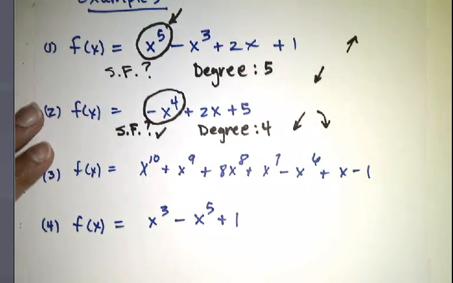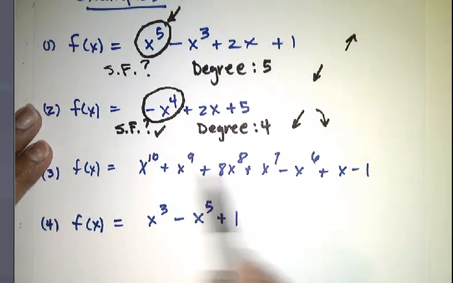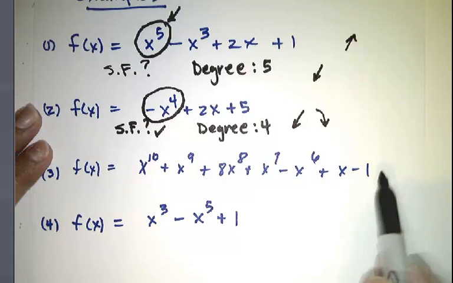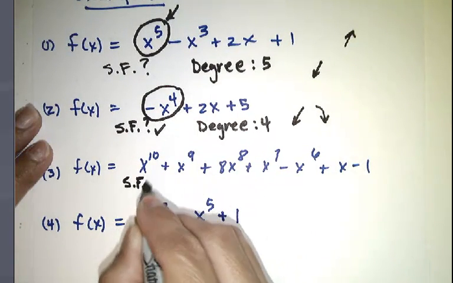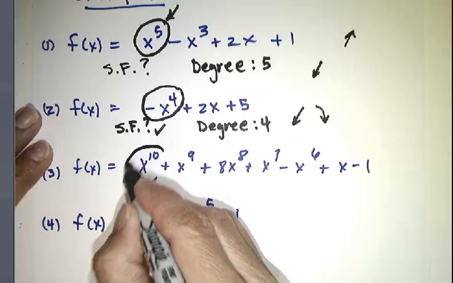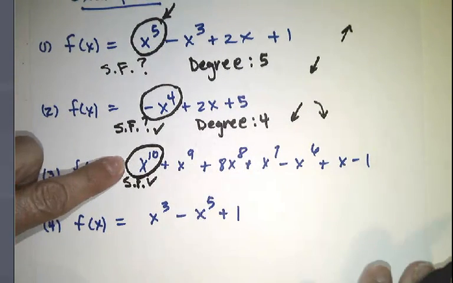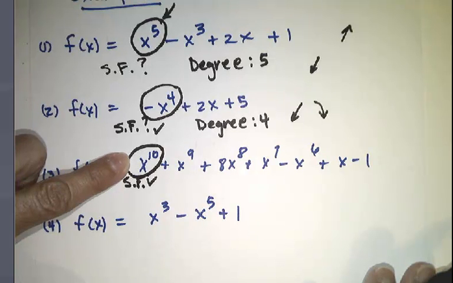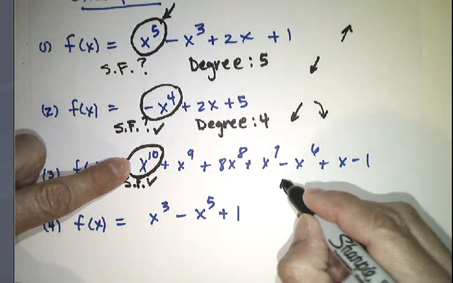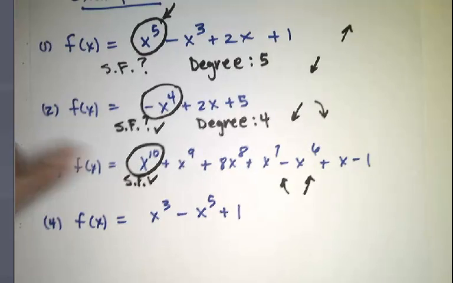All right, let's look at the next example. X to the 10th, 9th, 8th, 7th, 6th, 1, 0. I am in standard form, so I need to look only at that first term. The degree of this polynomial is 10, and the end behavior is determined by x to the 10th, which is an even degree power function with a positive coefficient, which means its end behavior looks like this.